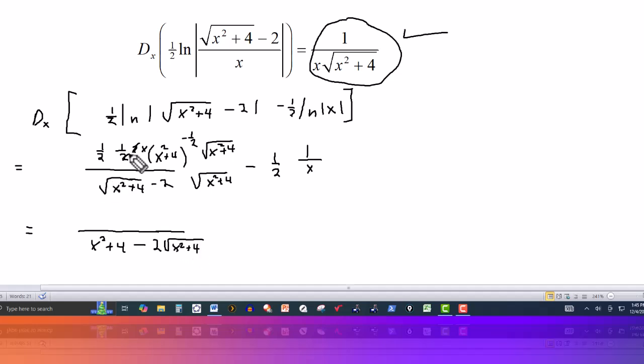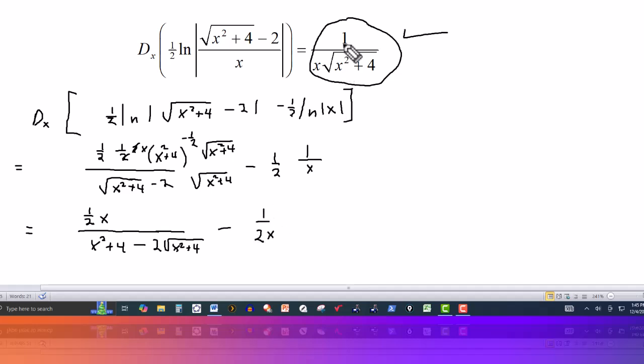And in the numerator, I still have the 1/2 here, so I'm going to leave the 1/2 right there. These cancel out, I still have the x. And when I multiply x squared plus 4 to the negative 1/2 power by x squared plus 4 to the positive 1/2, the exponent on that is 0. So x squared plus 4 to the 0 power is 1. So that leaves me with 1/2 x in the numerator. And then I got a minus, and then let's just multiply these out. 1/2 times 1 over x will be 1 over 2x.